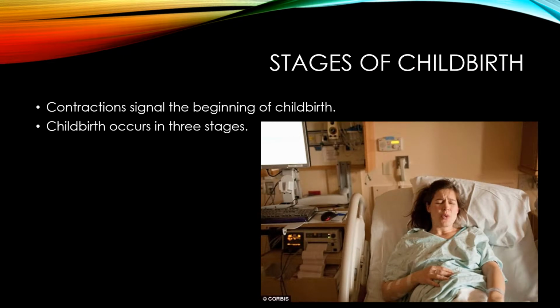Stages of childbirth. Contractions signal the beginning of childbirth, though there is also something called Braxton Hicks contractions. In a couple of slides, I'll post the differences between the two, because Braxton Hicks are not regular contractions. Childbirth occurs in 3 stages.